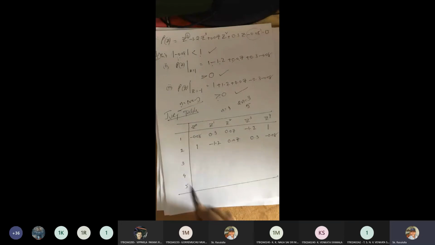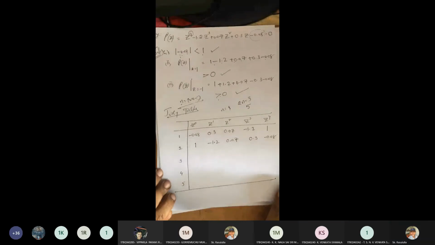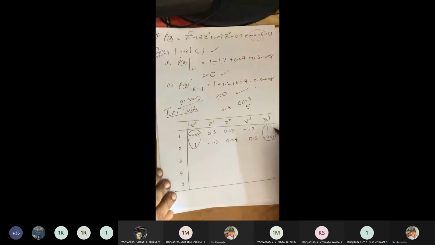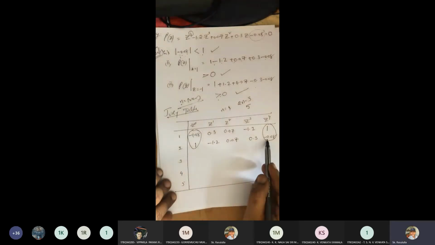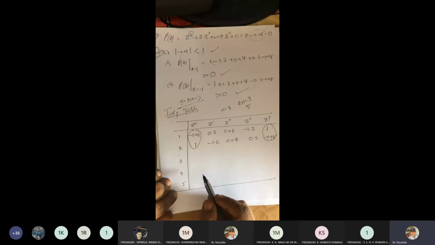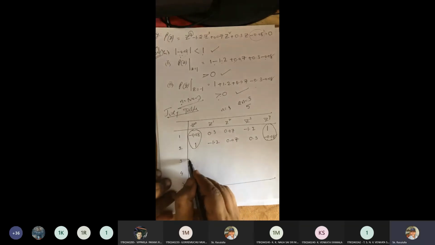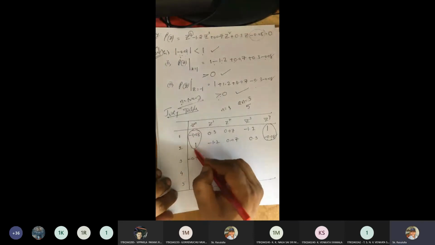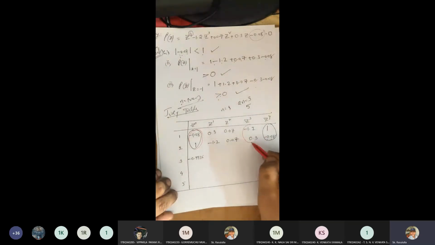Now let us calculate the third row elements. You consider the determinant of these two. So minus 0.08 into minus 0.08, that means plus 0.0064, minus 1. That gives minus 0.9936.